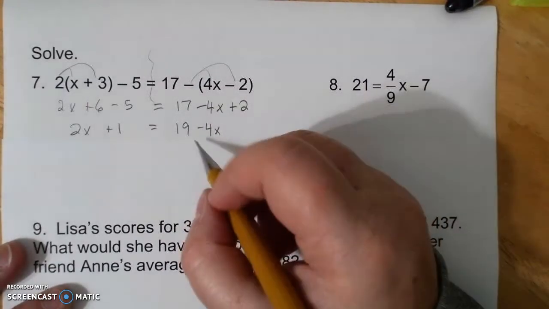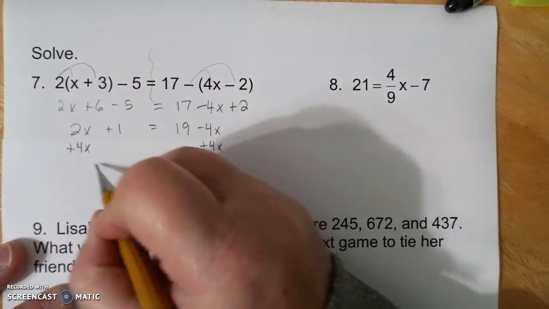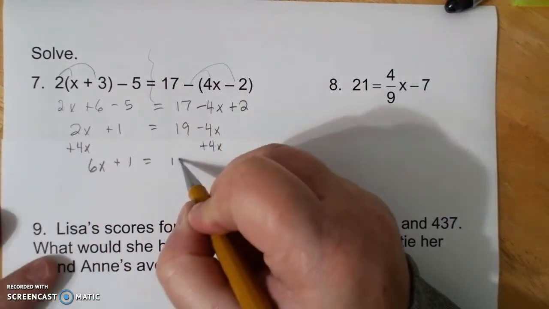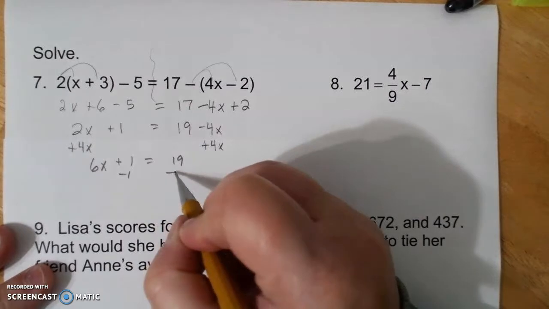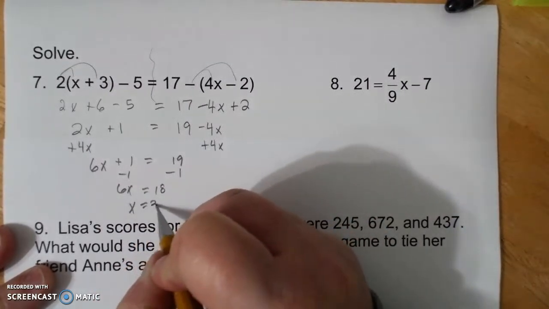I am going to move baby x. I don't like dealing with negative x's. I'm going to subtract 1. 6x equals 18. Divide by 6, x equals 3.